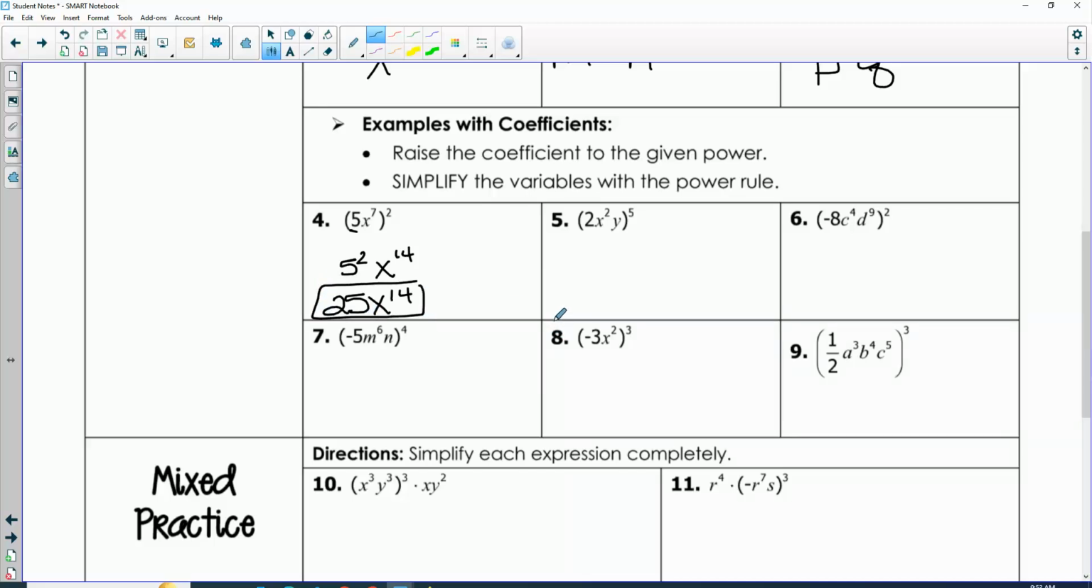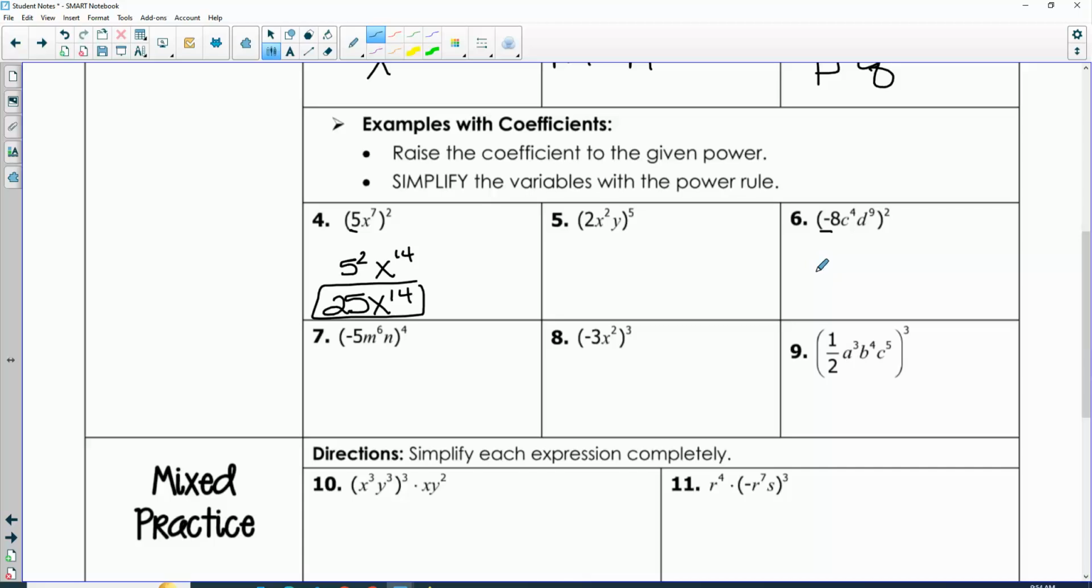Right. I want you to do number 6 together, and then I'm going to have you guys try it. When we look at this, we have to take the square to everything. All right, think about the 8, negative 8. Negative 8 squared, that means negative 8 times negative 8.